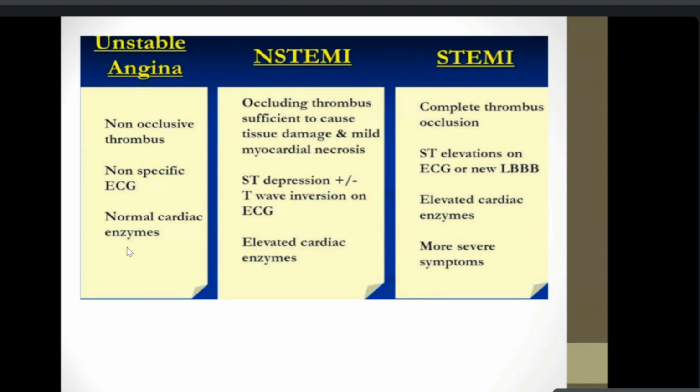enzyme. And for STEMI, we have a complete thrombus occlusion with an ST elevation on electrocardiogram or a new left bundle branch block, which means bloc de branche. We have also elevated cardiac enzyme or more severe symptom. For the severe symptom, the classic and, of course, most common feature of acute coronary syndrome is the chest pain, which is typically central, left-sided, substernal, but it can also be epigastric.